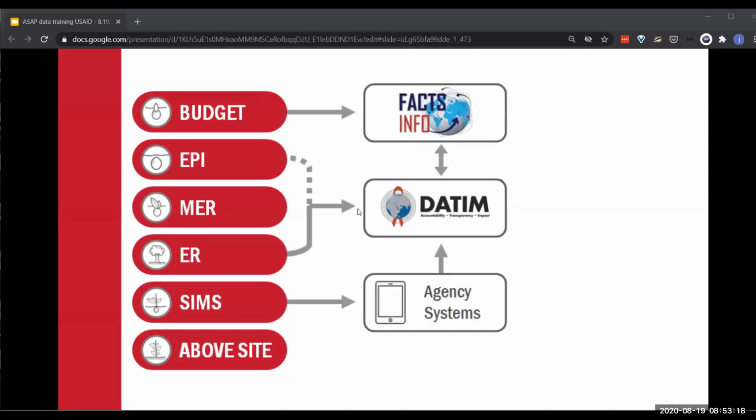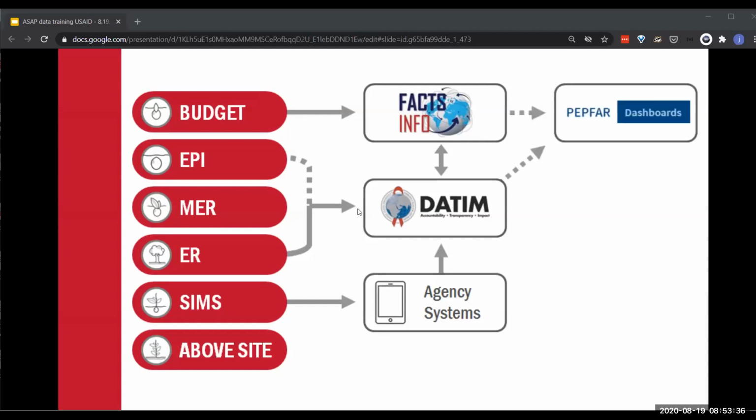Next, we have FACTS Info, which is another system that the US government uses for budget data. And we have what we call agency systems. With SIMS, the agencies were asked to build their own systems, so USAID or CDC or DoD would have its own system for those things.